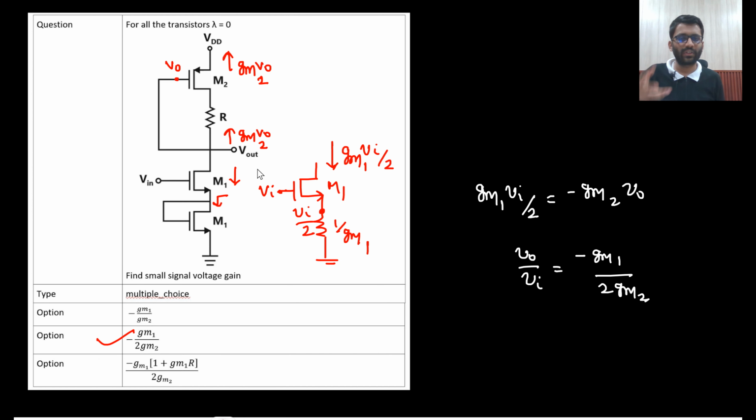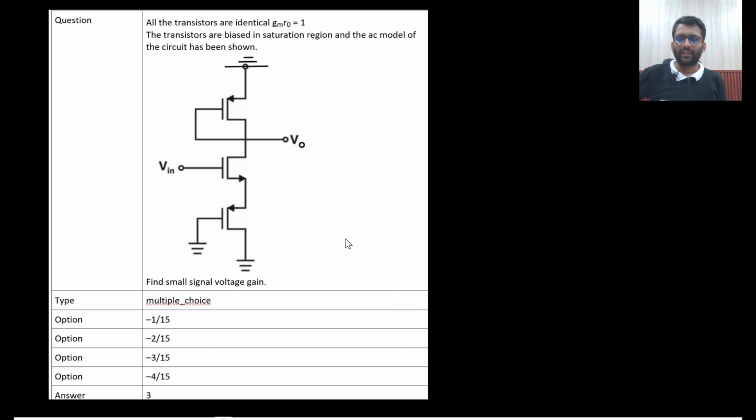Okay, good question it was. Quickly you would have been able to solve it if you have a good idea of small signal analysis. Okay, so a good idea of small signal analysis is required. Certainly it is required. Let's see this question. This is also a good question.